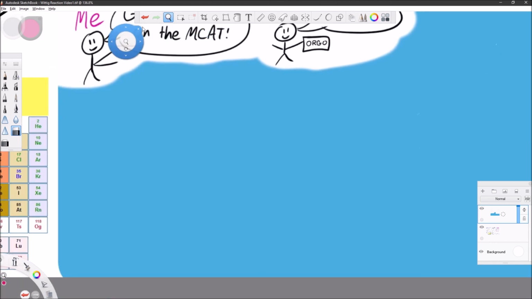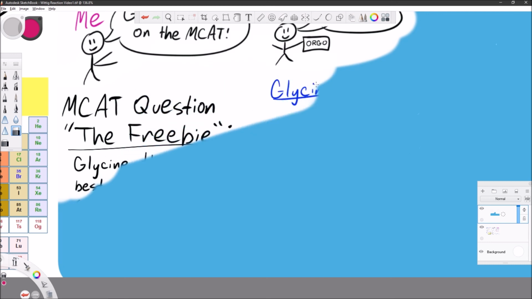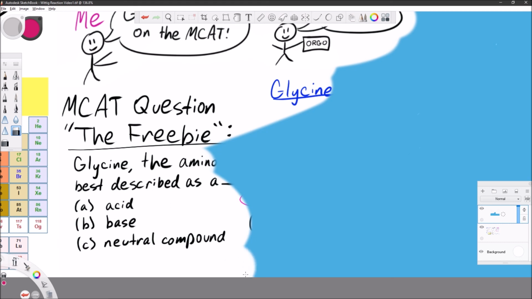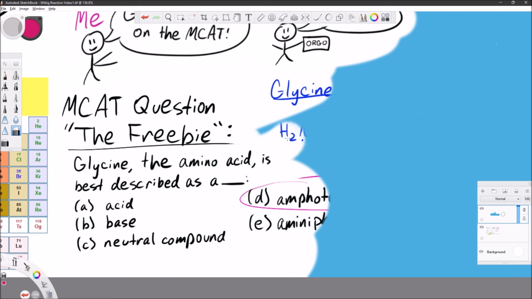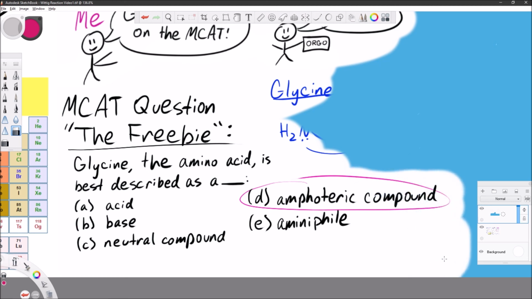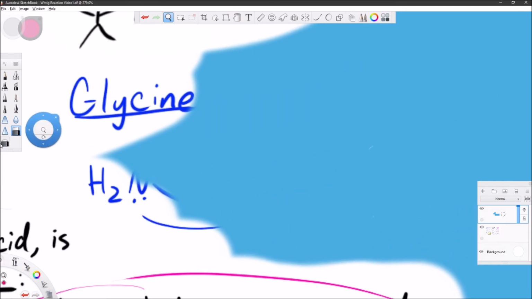Here is a rough recreation of the question. He called it a freebie, because for him it was extremely easy. Glycine is best described as an acid, base, a neutral compound, amphoteric compound, or an aminophile, which apparently is nonsense for this question, but it's what he told me. Anyways, let's look at glycine itself, the molecule, what it actually is.